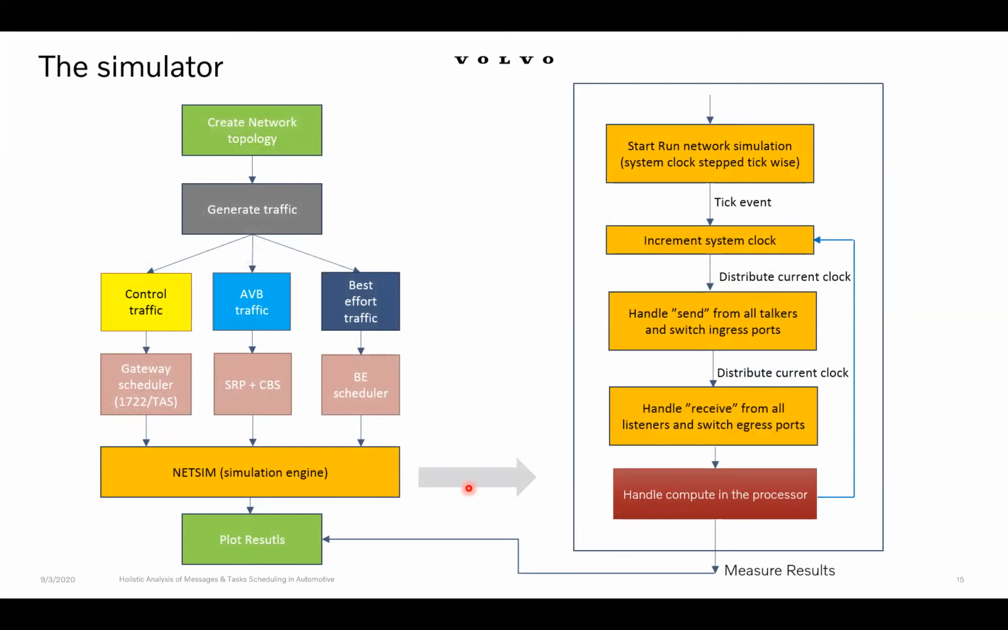So that is the simulator. Some of you might have seen it before. Here we sort the traffic into different queues, as I explained in the communication scheduling. And then I have a core simulator written in Java. Every tick I check what exactly happened in the network and what exactly happened in the processor. The new part this time is how we handle computing in the processor. The results are then sent to MATLAB, where we can plot the curve and measure the maximum and minimum delay.